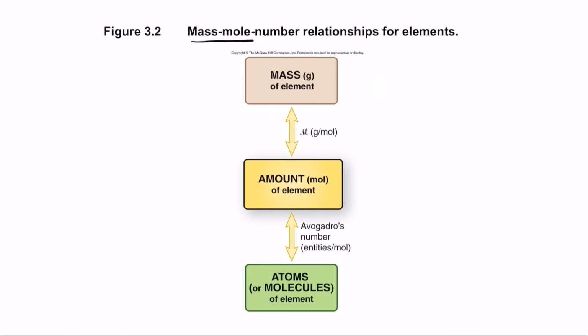Now, how do mass-mole relationships for elements change? When you want to convert mass into moles, we divide it by the molar mass. So mass by molar mass gives you the number of moles. Now multiplying that number of moles with the Avogadro number gives you the number of actual entities, the atoms or molecules in that substance. So this is the idea behind the mass, mole, number relationship for elements.